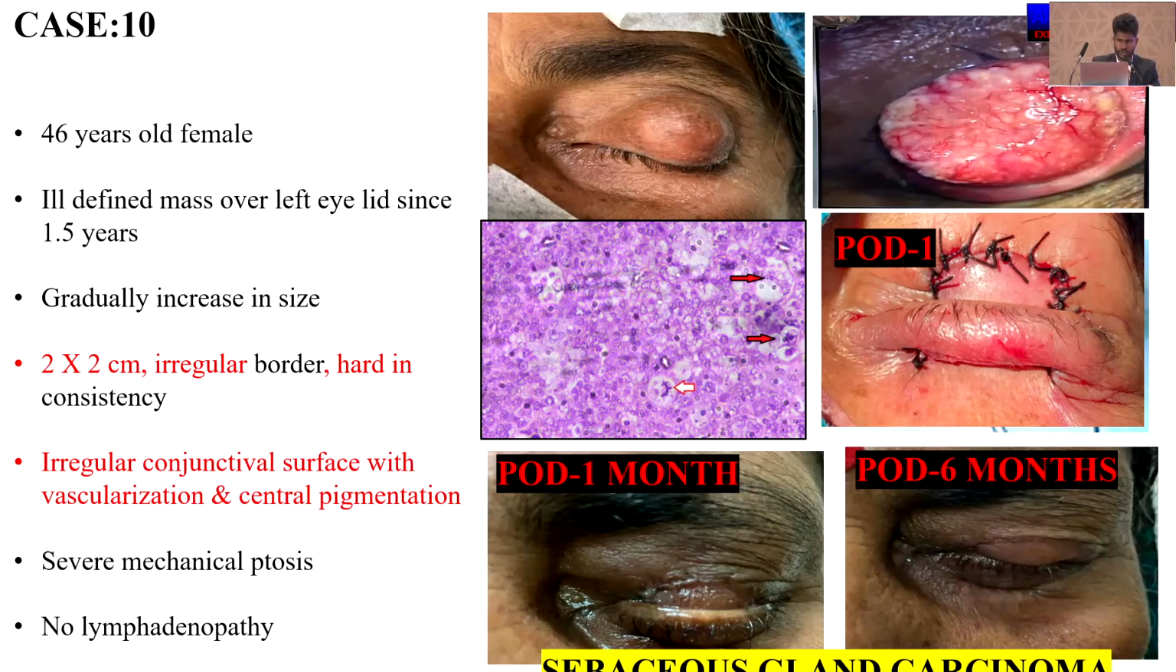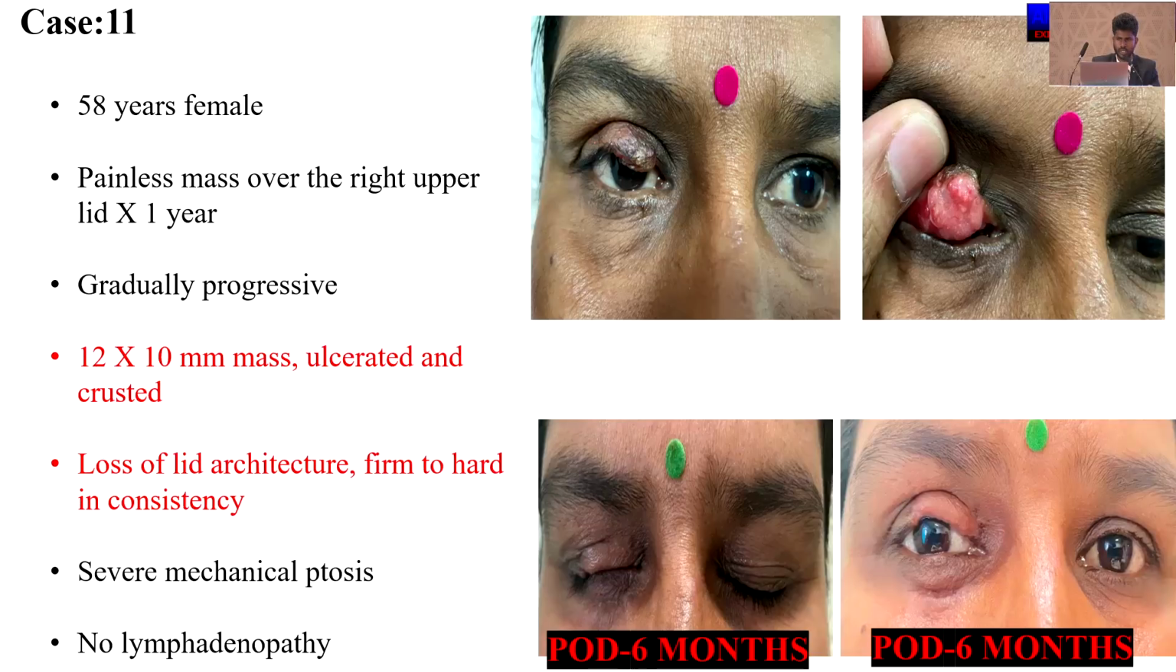The next 2 cases are of old age, presenting with a malignant mass-like lesion. Incisional biopsy was sent for both cases. It came as sebaceous gland carcinoma. 4 mm wide local excision with frozen section was done, and the lid defect was closed with the Cutler-Beard method.